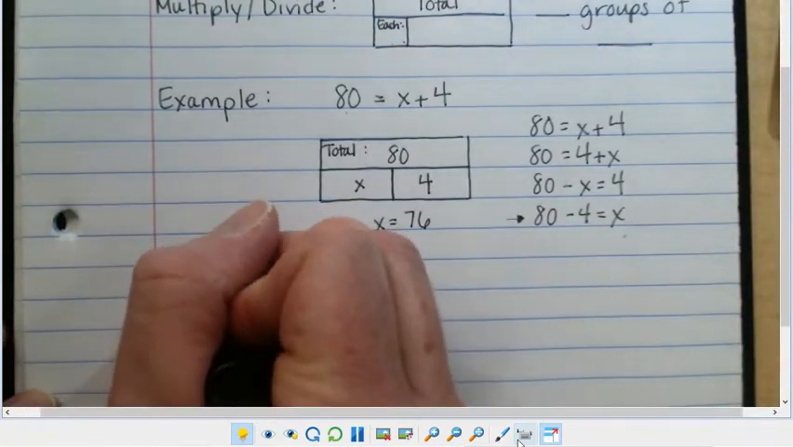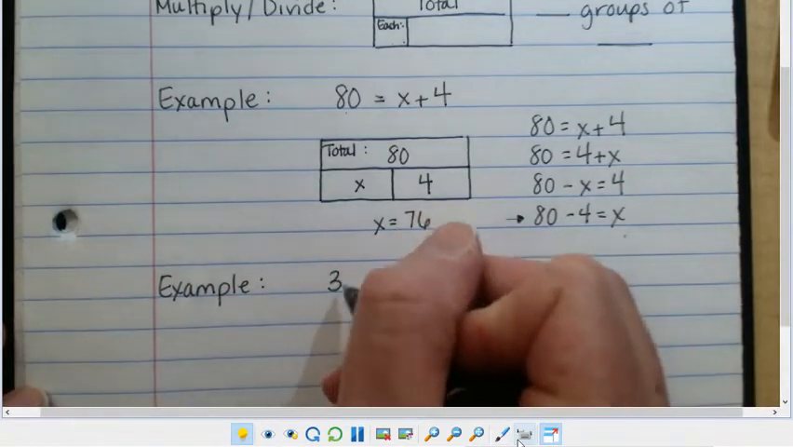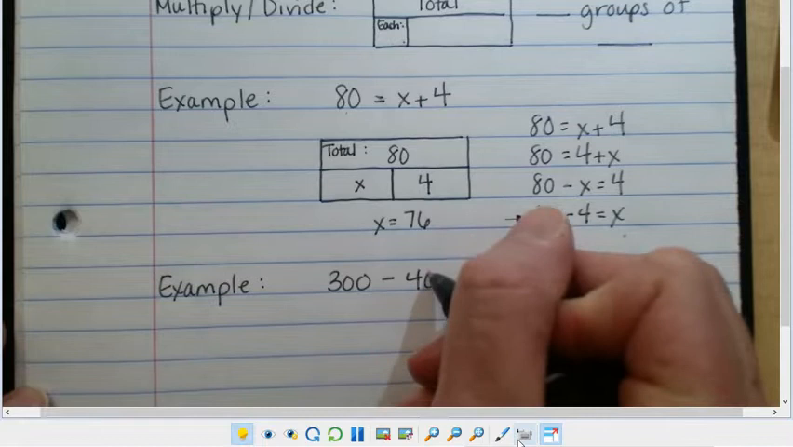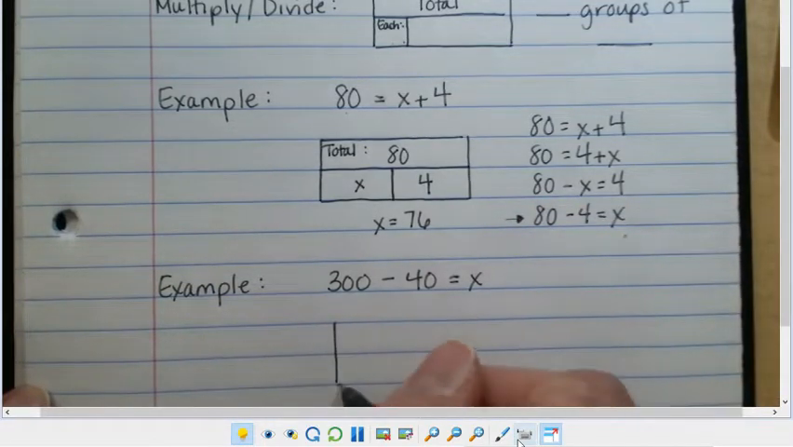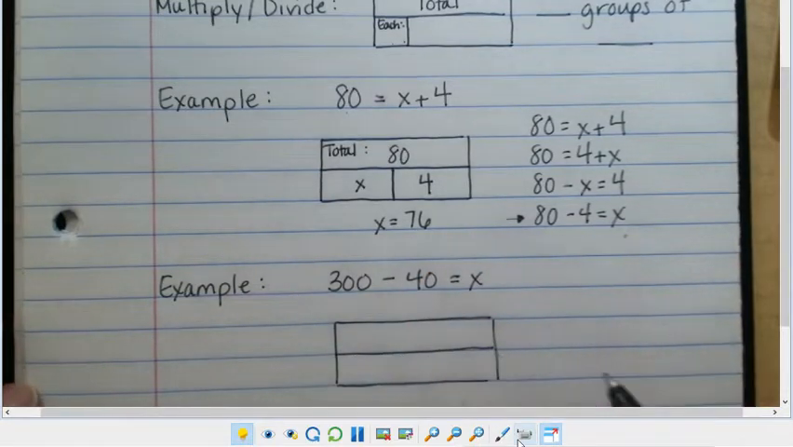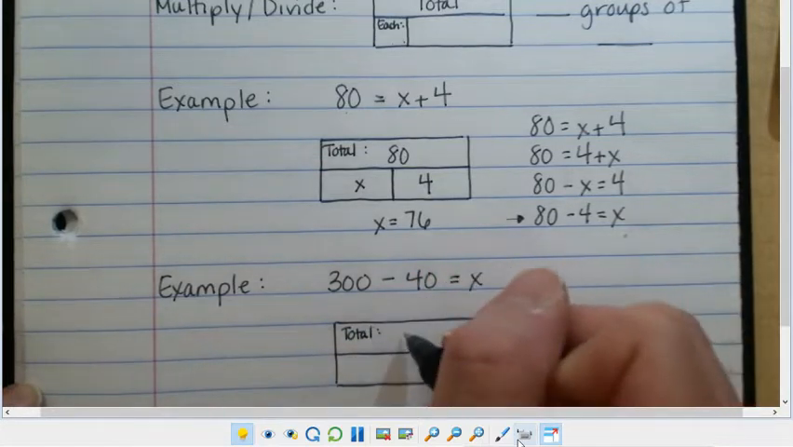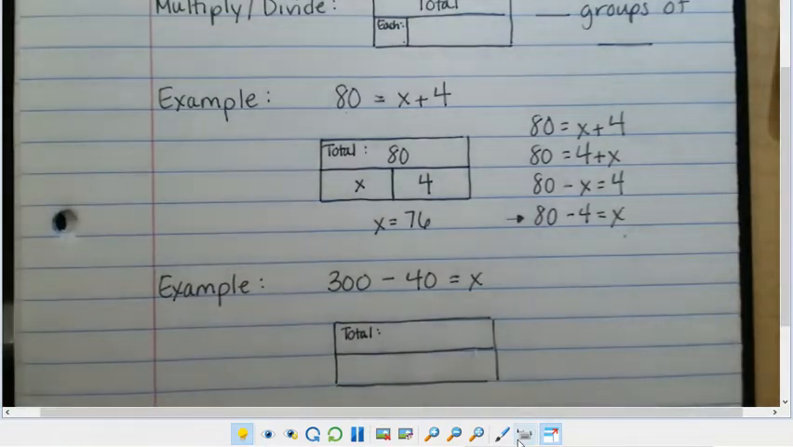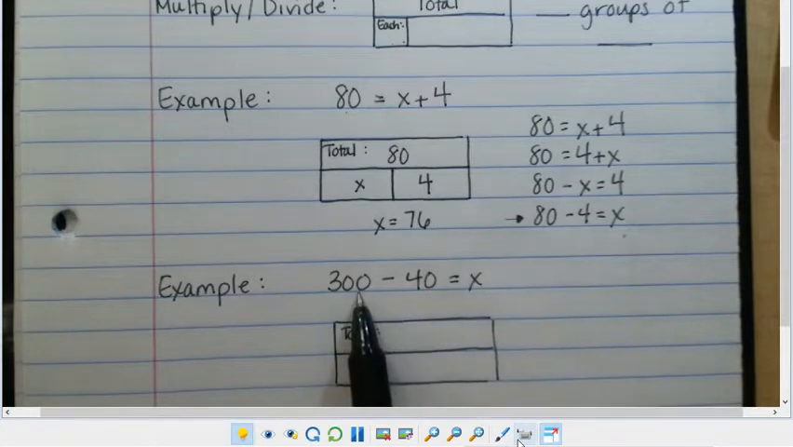Let's do another example. So this one's going to be a subtraction example. 300 minus 40 equals x. And again, I set up my tape diagram. So I know that if I have 300 minus 40 equals x, this number is going to be smaller than this number. So this is going to be my total, my largest number that I'm working with.